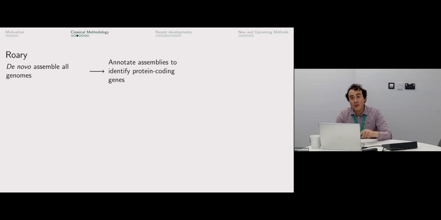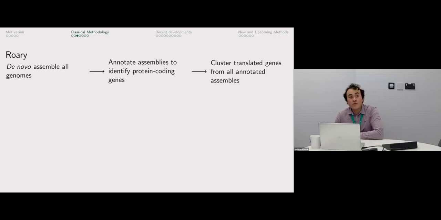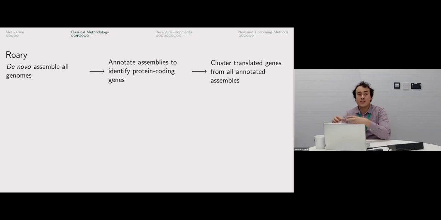From those assemblies, we can very quickly predict the protein coding genes, and then we can translate those DNA sequences into protein sequences and use these really rapid clustering methods to very rapidly group those protein coding sequences together, all of them, so all the genes in all the genomes that we've sequenced. And even if it's 2,000 genes a genome, you're sequencing 100 genomes, that's still well within the capability of these really fast protein clustering algorithms.